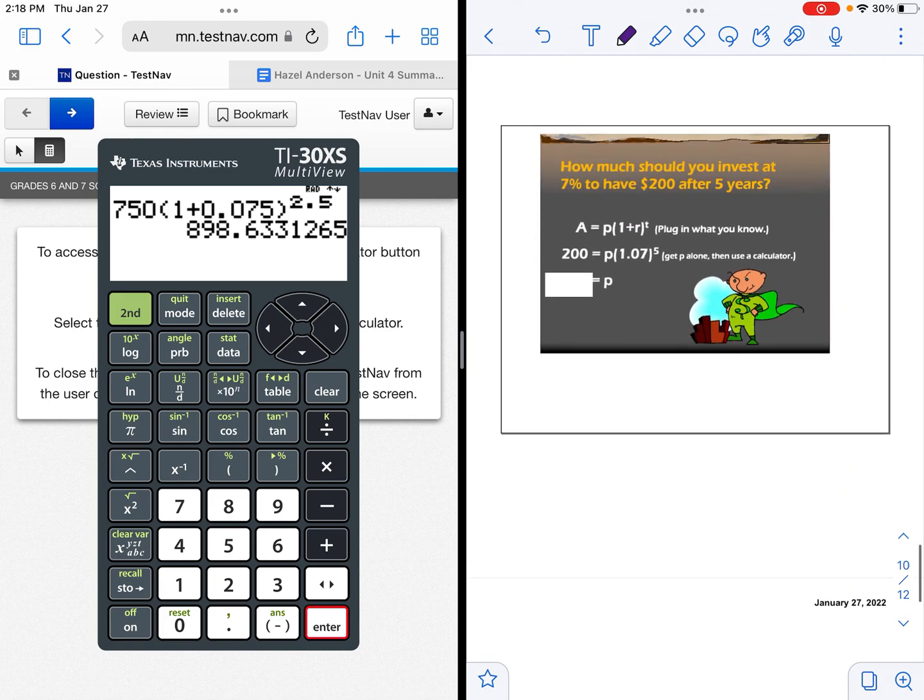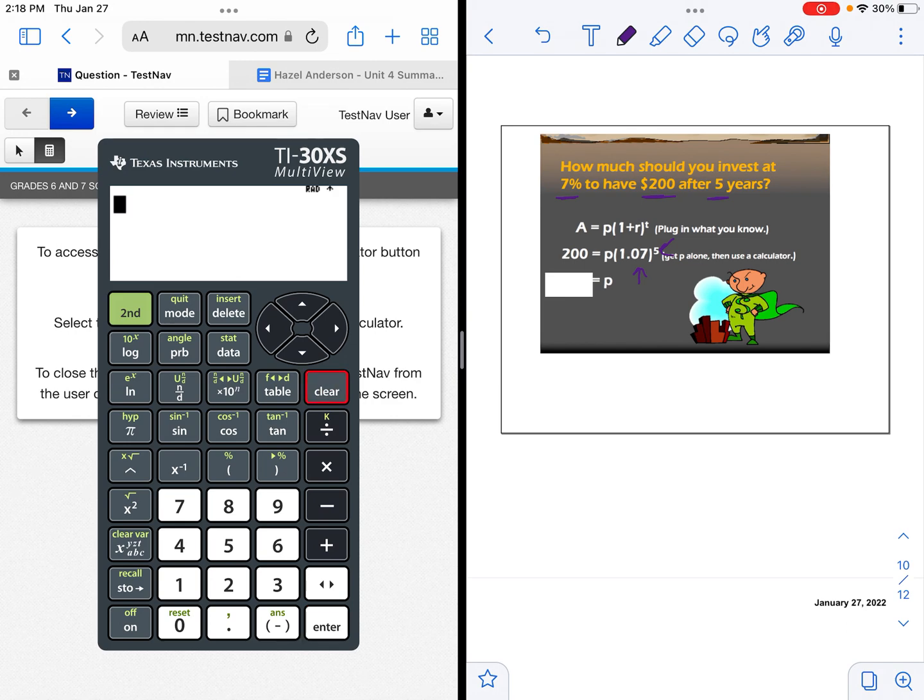So let's do the next one here. So now we're trying to find the principal. So we're moving things around a little bit. So I'm going to do all the math I can. How much should you invest at 7% to have 200 after 5 years? So when I look at this, I don't have the principal, but I certainly have my interest rate and my time. So I can put in what I have.